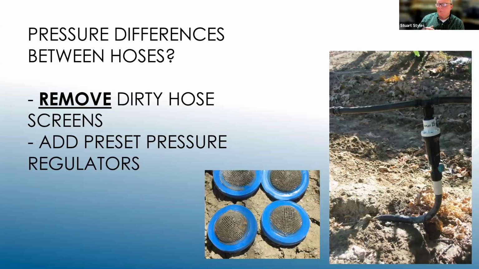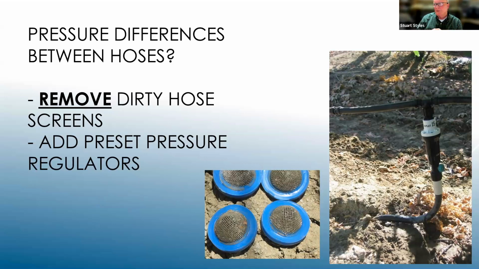The other one that causes big performance differences is pressure differences between the hoses. The pressure differences can be caused by not having the right starting pressure, which can be caused by undulating topography. The other thing that runs into a problem out there is if we have big friction losses in your main lines, so we recommend using the preset pressure regulators.